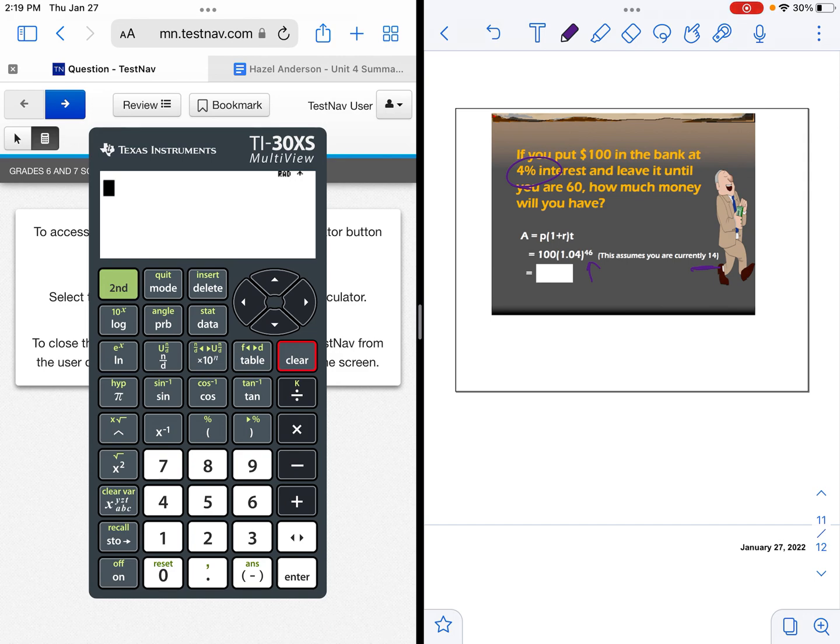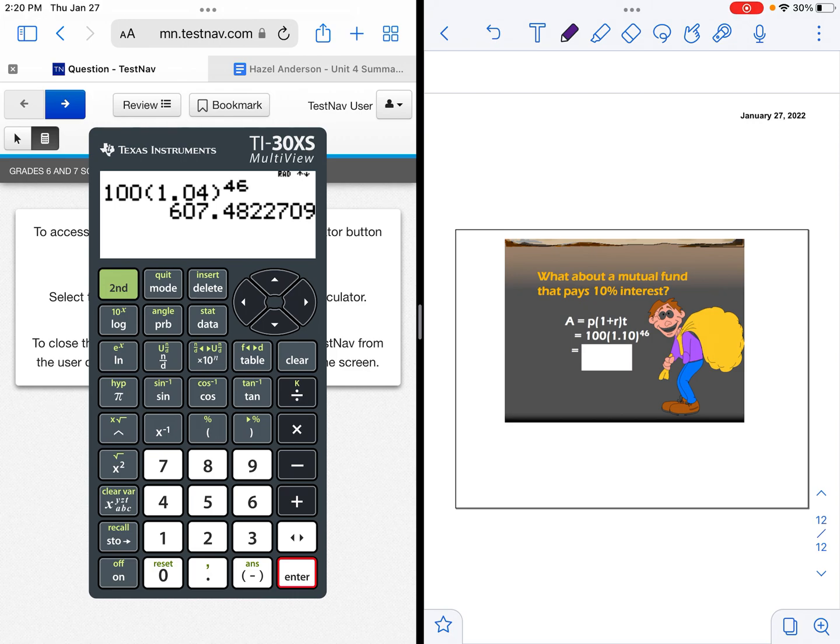So I'm going to clear that out. It's getting kind of junky. So 100, parentheses, because again, your calculator knows that means parentheses, caret key, 46. You'll have $607.48.